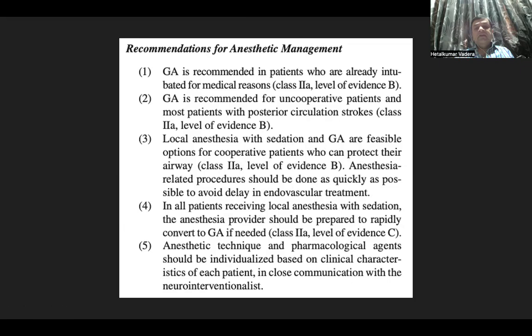This is a big challenge. When you need to convert to GA, it is really difficult because you are in the cath lab where there is a C-arm at the head end, and you don't have adequate help. So you should be prepared with everything while doing this. Anesthesia technique and pharmacological agents should be individualized based on the clinical characteristics of each patient.